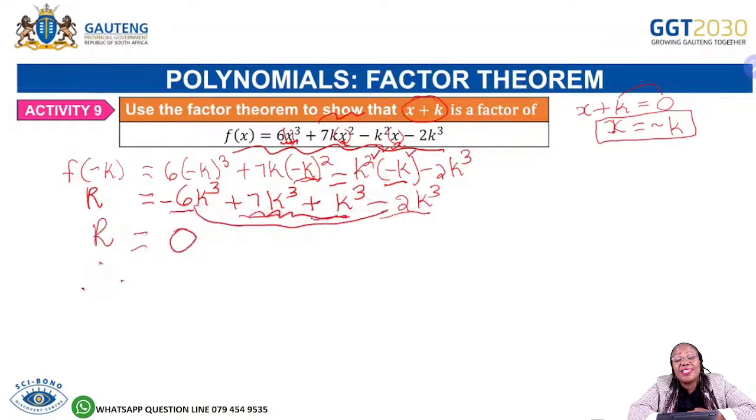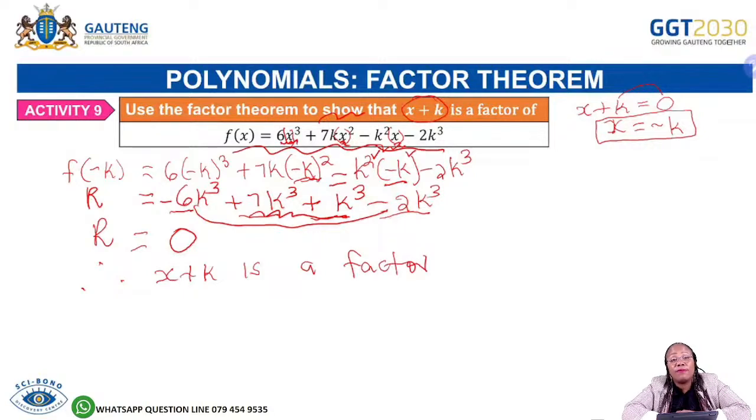Therefore, if that is the case, what can you conclude? x plus k is a factor of that f of x function given to you. Can you see why? Because it is giving us remainder 0. Therefore, it's 1 mark for substitution, then 1 for simplifying to 0, and then 1 for concluding that x plus k is a factor.